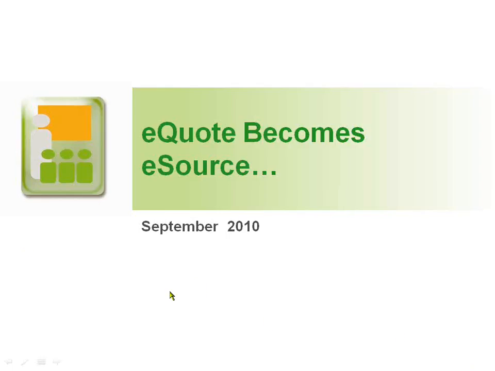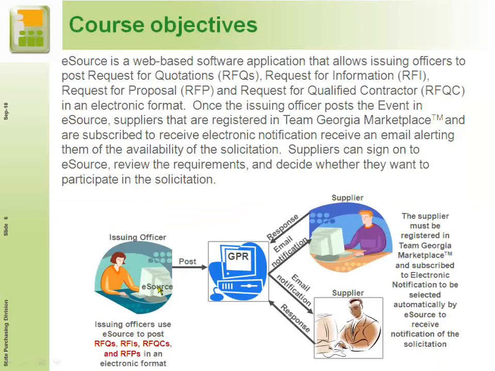Now, as of September 15th, eQuote is going to become eSource. eSource is your web-based software application that's going to allow the issuing officer to post requests for quotations (RFQs), requests for information (RFIs), requests for proposals (RFPs), and requests for qualified contractors (RFQCs) in an electronic format. Whereas you're doing RFQs in eQuote now, and everything else you're mostly posting in the GPR.